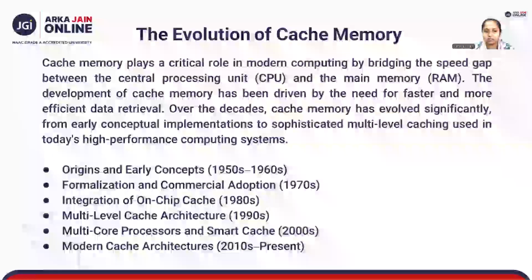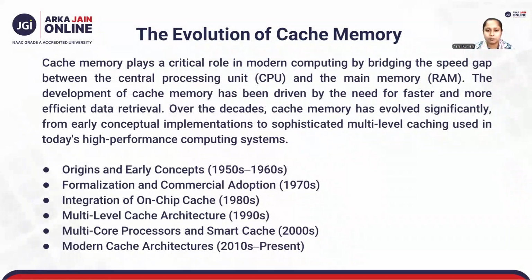First generation: origins and early concepts during the 1950s to 1960s. The concept of cache memory emerged in the late 1950s and early 1960s when computer scientists realized that CPUs were significantly faster than the available memory. This created a bottleneck as the CPU had to wait for data retrieval. Early computer designs relied on buffering techniques to temporarily store frequently accessed data, which laid the foundation of cache memory.